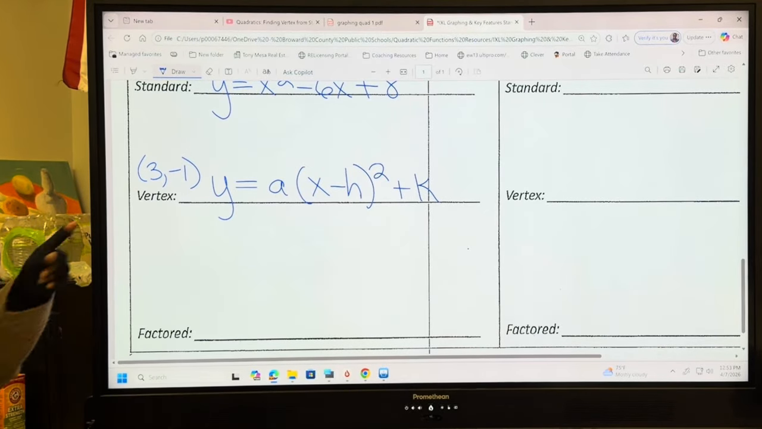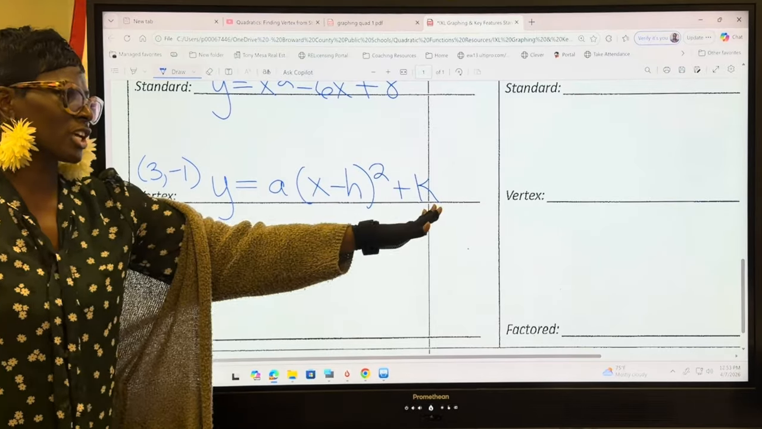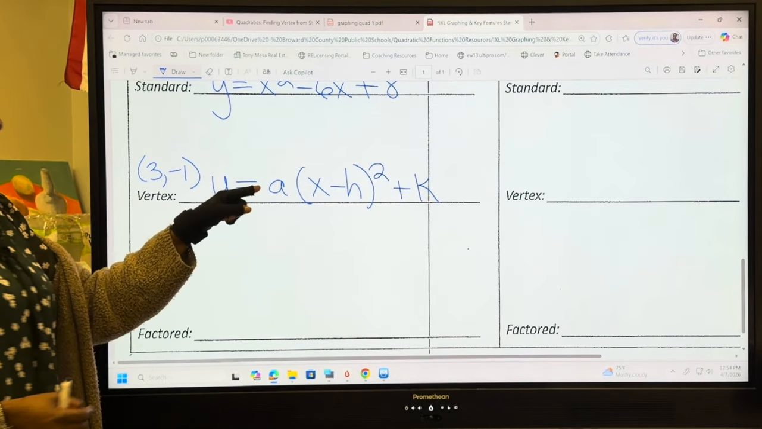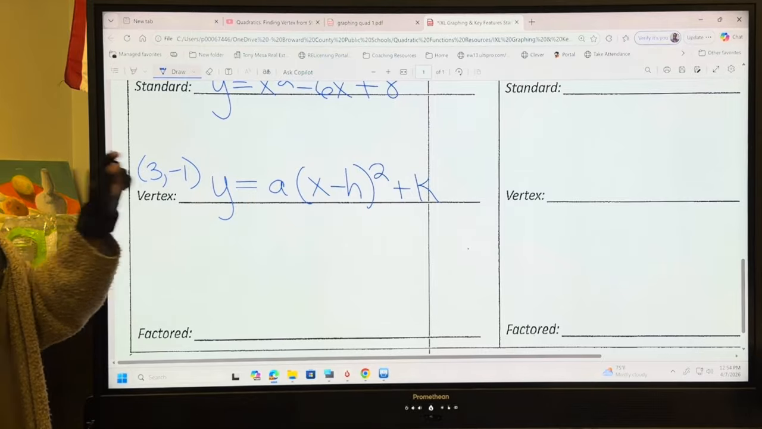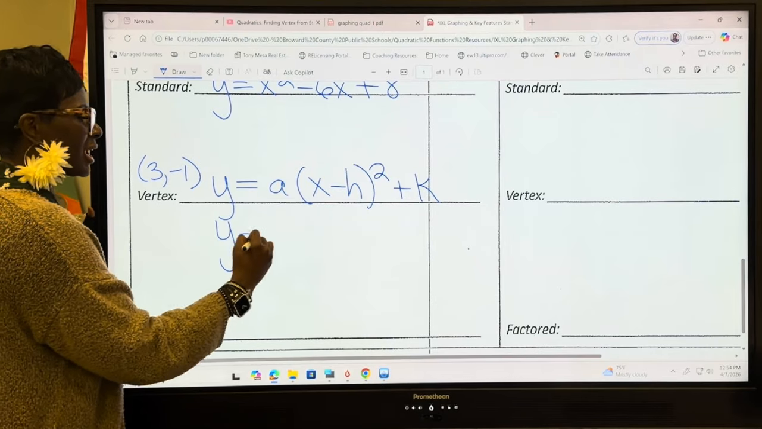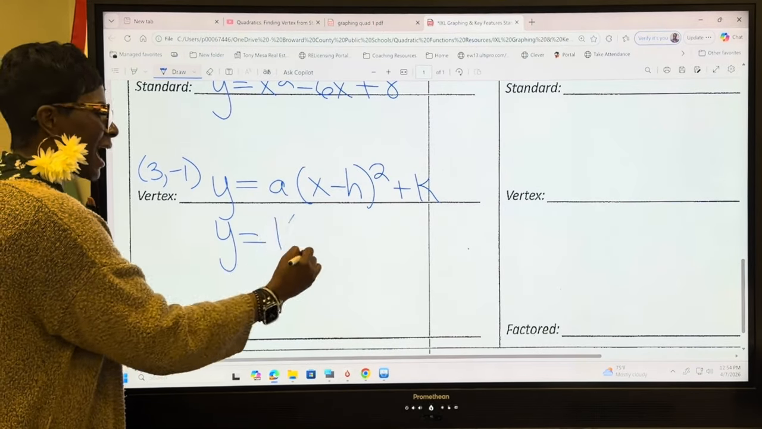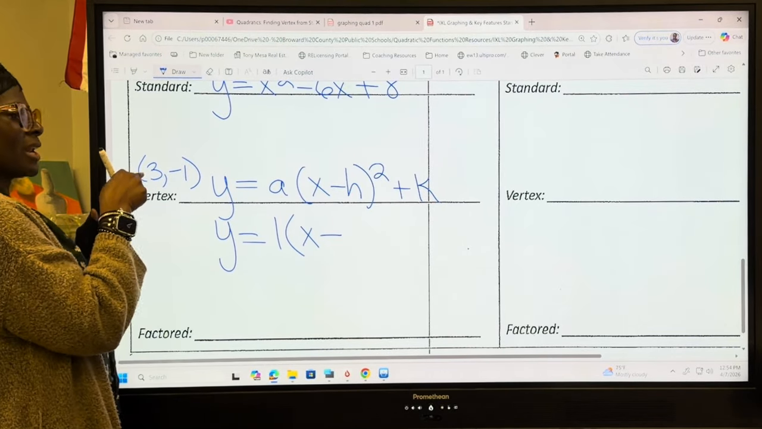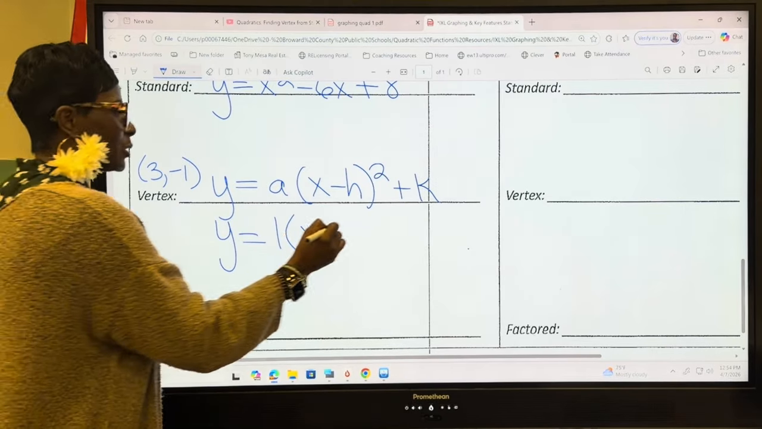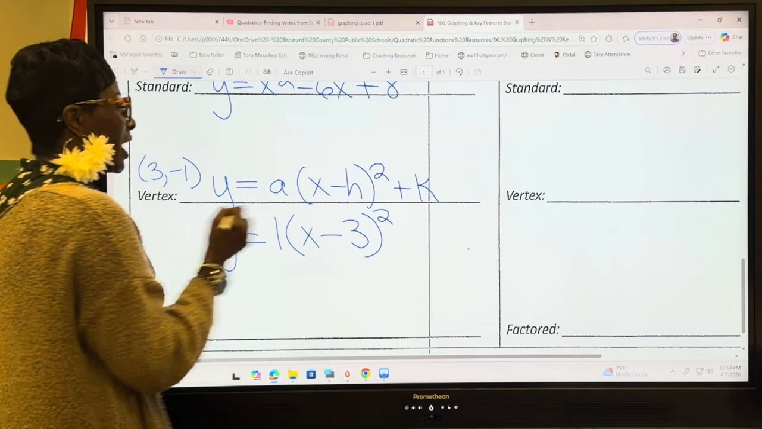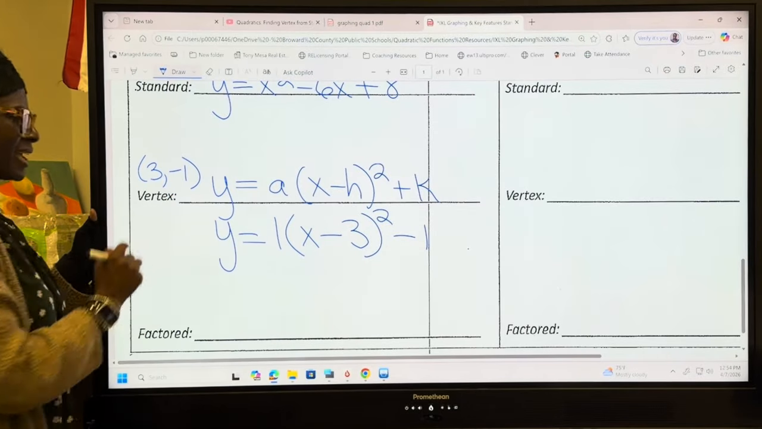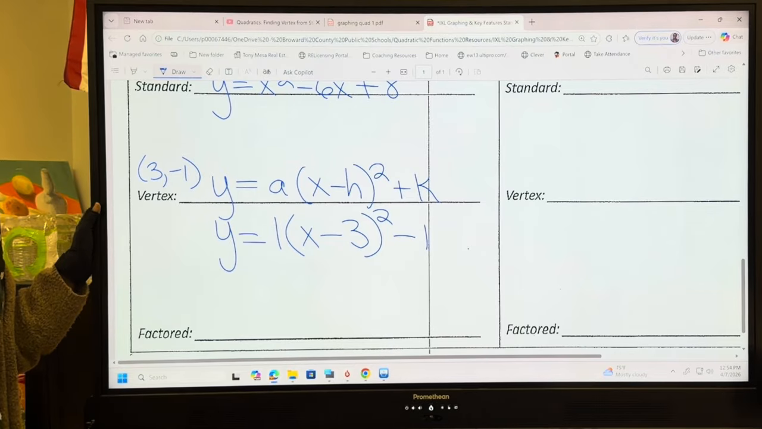So help me out. If this is my vertex and this is my vertex form, I need my h and my k, and I also need my a. What's my a? 1. So let's go. y equals 1 times x minus 3. What if this would have been a negative 3? Plus 3. Absolutely. Minus 3 what? Squared. And then what about this? Minus 1. Minus 1, because that stays the same. That k stays the same. Good job. Do you understand that?